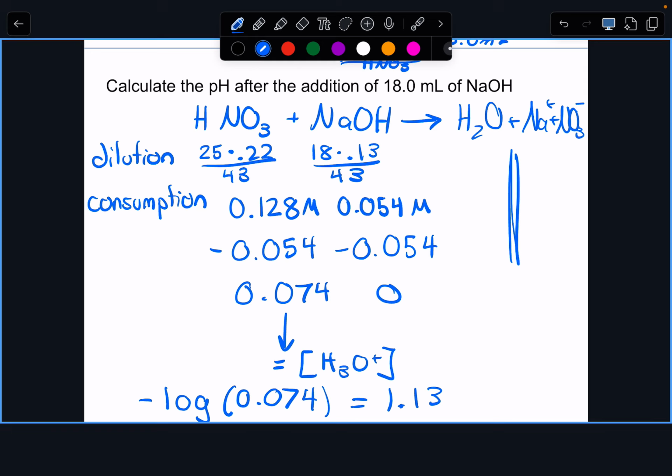Okay, so we'll finish these up. We'll do weak acid with strong base on Wednesday and then start our practice stuff.